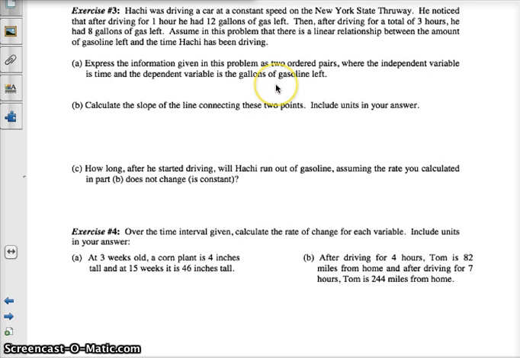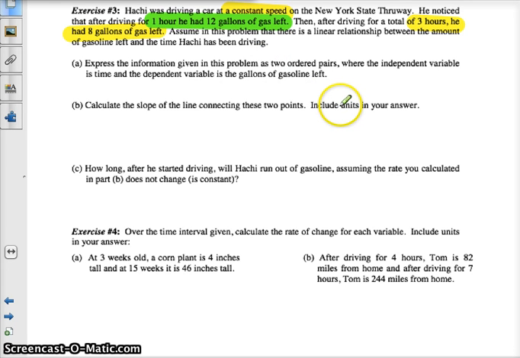Okay, we're going to continue on to exercise 3, so if you're not there, turn the page. It says Hachi was driving a car at a constant speed on the New York State Thruway. He noticed that after driving 1 hour, he had 12 gallons of gas left. All right, so I'm assuming this is going to be important. And also this word constant speed, that's important. Then after driving for a total of 3 hours, he had 8 gallons of gas left. So after 3 hours, he had 8 gallons of gas left.